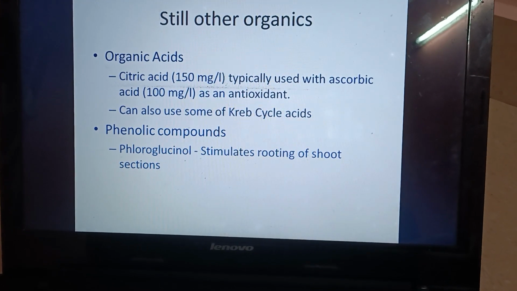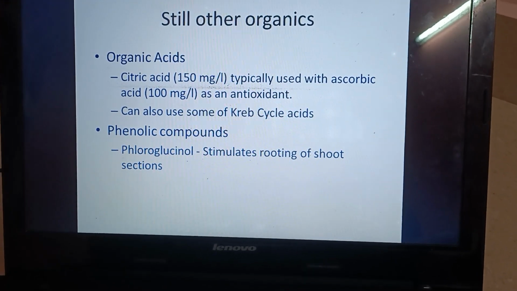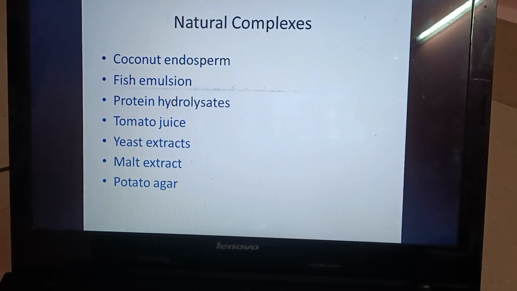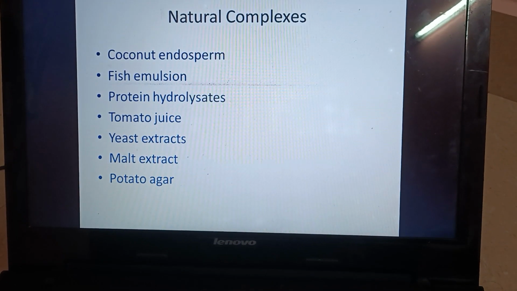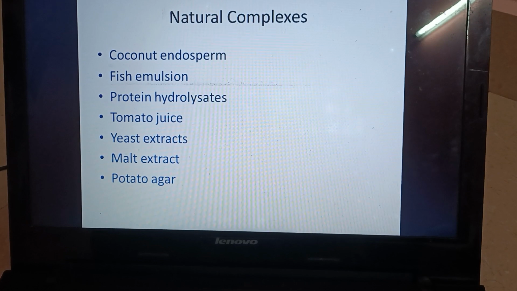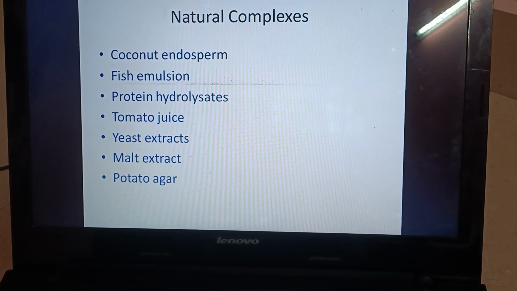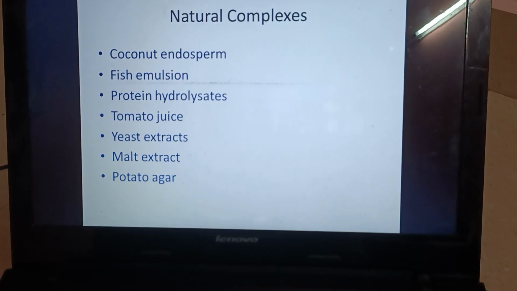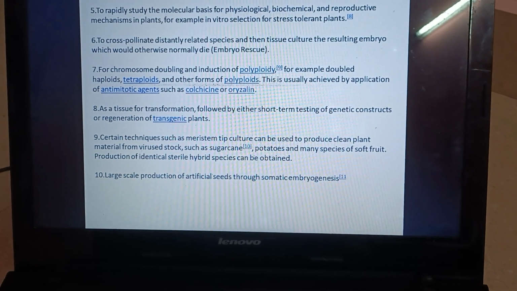The other organics we used are organic acids, phenolic compounds, and these are all the natural complexes: coconut endosperm, fish emulsion, protein hydrolysates, tomato juice, yeast extracts.